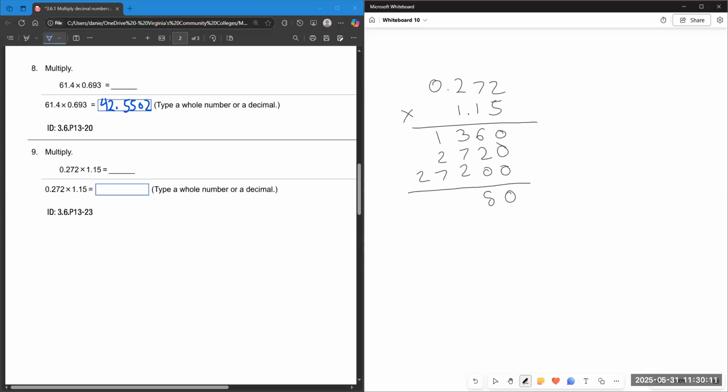0, 8, 12, 11, and I need 3, 4, 5 decimal place values. I'm going to put a 0 in front of that decimal for readability. 0 and 31,280 hundred thousandths.